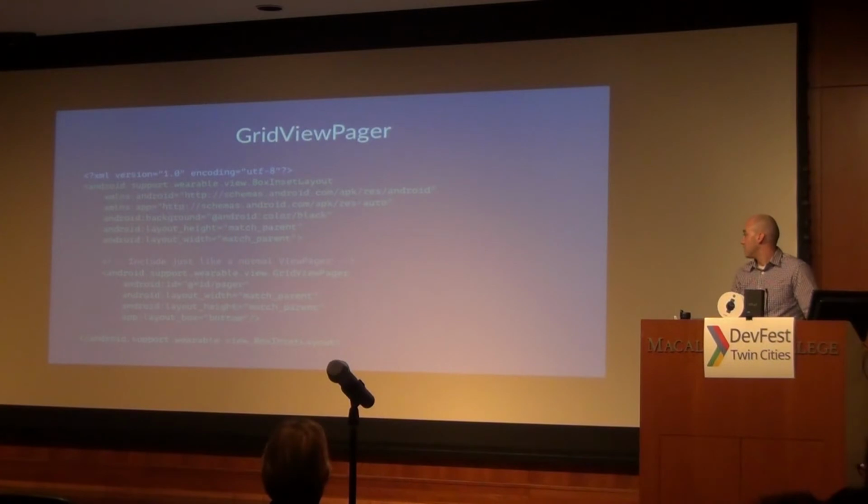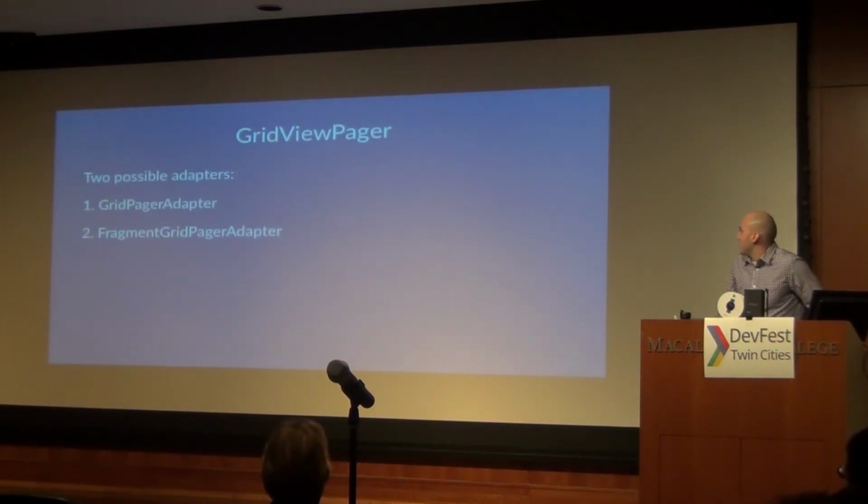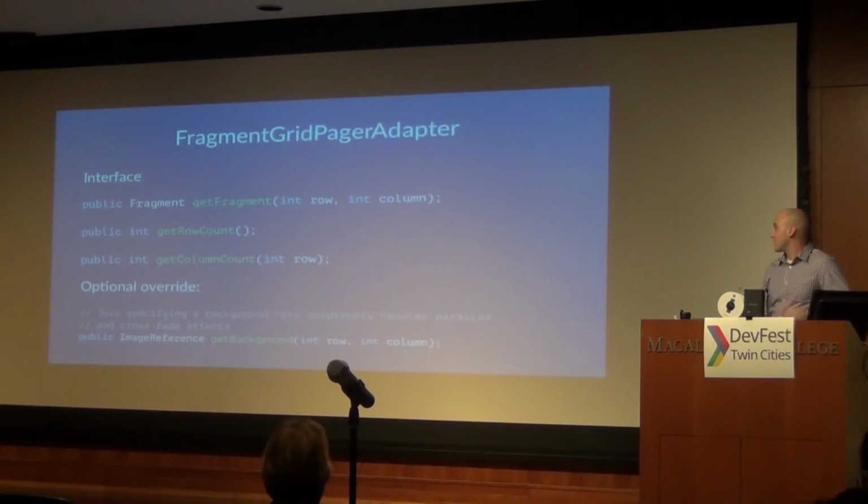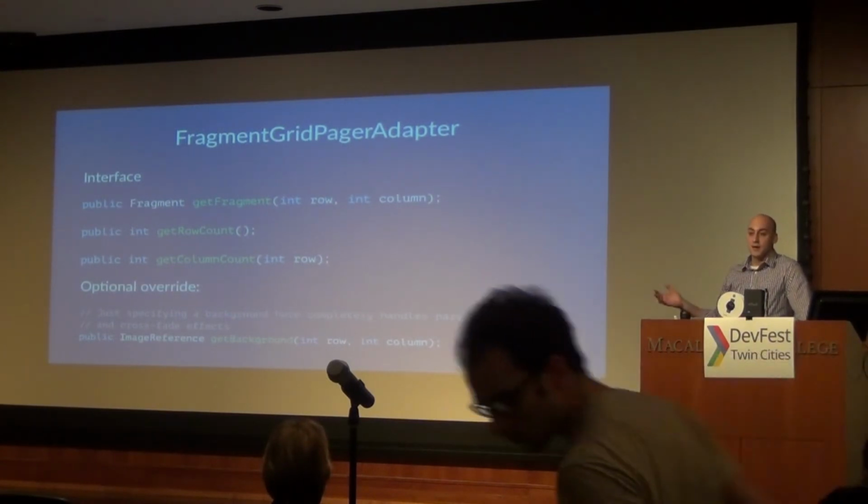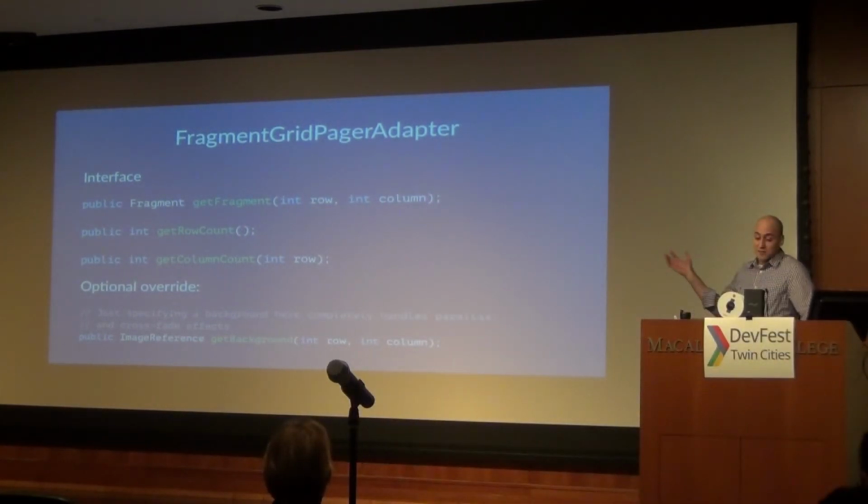All right, so how do we do this? Just like before, we just take this and put it in our layout, pretty simple. And we have two choices of adapters that we can use, and this is very similar to a normal view pager. You can either use the GridPagerAdapter, which works with views as the main items, or FragmentGridPagerAdapter, which uses fragments. And again, the interface isn't that complicated, and it's not that much different from a view pager adapter. The only difference is that now instead of just having a row, you have a row and a column. So you have to set your data up in a way to be able to handle that. And then instead of just a count, you have a row count and you have a column count.